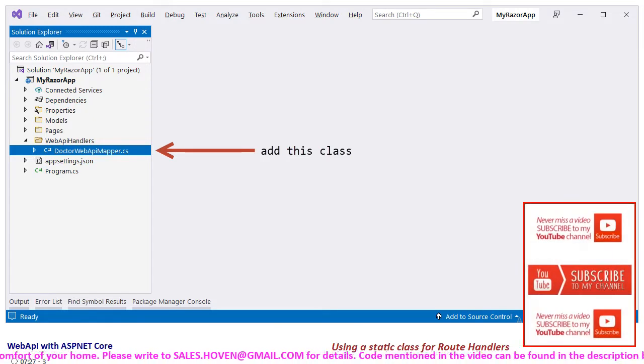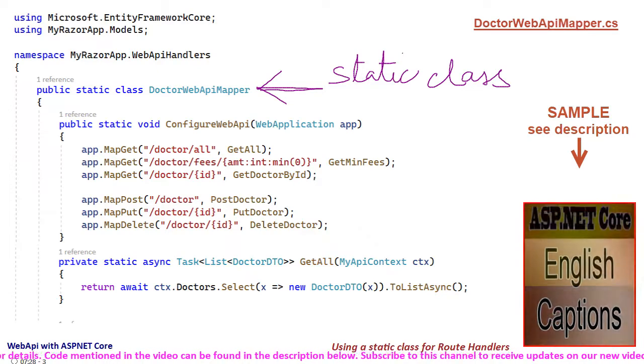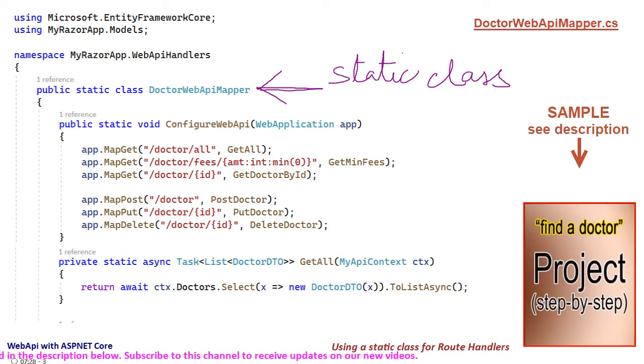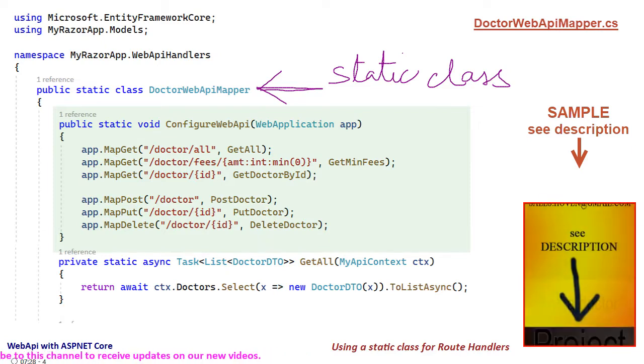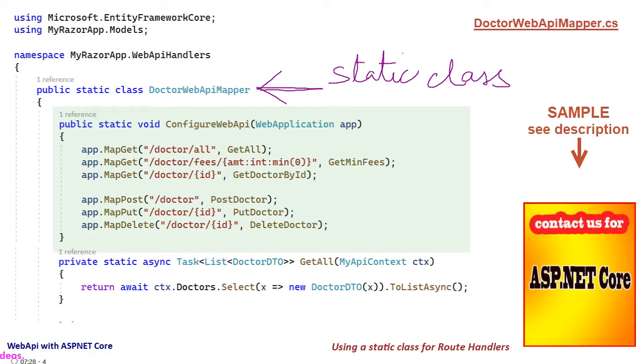Double-click and open this file so that we can examine the code. This is the file Doctor Web API Mapper.cs, and it contains a static class called Doctor Web API Mapper. We have added a function called Configure Web API to register all our 6 or 7 web API. Let's have a look at the first of them.